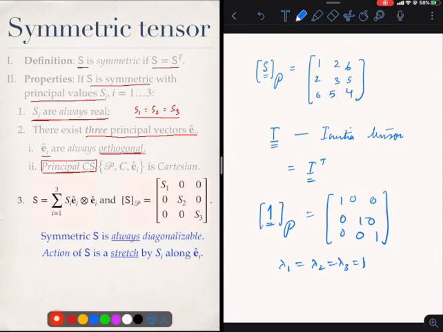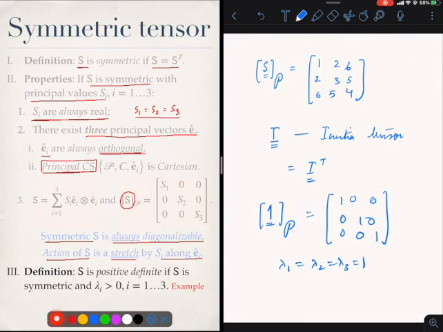Inside this principal coordinate system, as we have discussed in the previous example, the matrix of the tensor will take a particularly simple, diagonal form, and you can represent it as this, and in tensorial notation you can write it like that. So the summary of this slide is that a symmetric tensor is always diagonalizable, and the action of a symmetric tensor is therefore simply a stretch along its principal vectors.